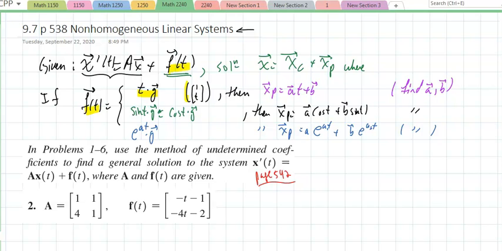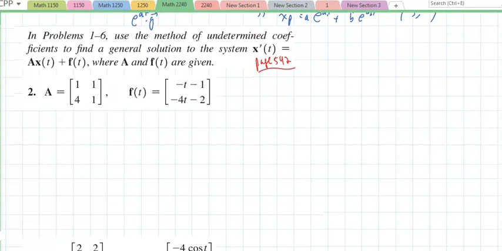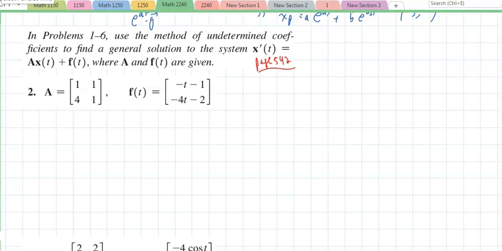So, on top of what we did in the previous section, the complementary is really section 9.5 and 9.6. We just did that. Add to that the particular solution. So the problems are lengthy. We need some room, tons of room. It says use the method of undetermined coefficients to find x prime equal Ax plus f of t. Here f of t happens to be what? F of t happens to be [-1, -4] times t plus [-1, -2].